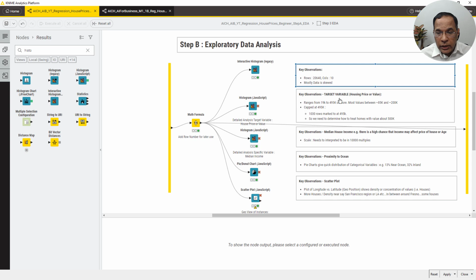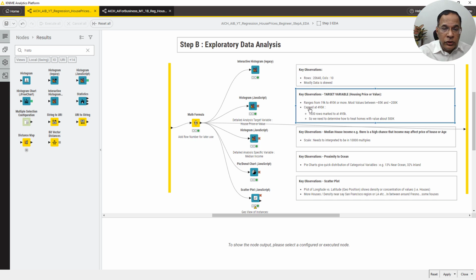Now I'm doing target analysis. Like I said, that's an important analysis. You want to make sure the target is there, which is the house prices, right? I can see the ranges from 19K to 495K, which is obvious. There could be high-end homes as well as districts with high-end homes, and then those that are more in the rural or other areas, right? And then you can see that there's a capping of values around 495.